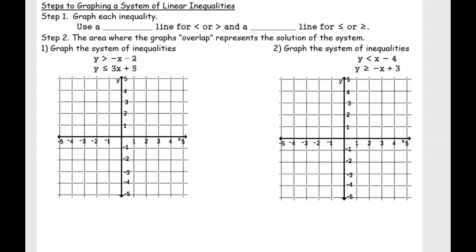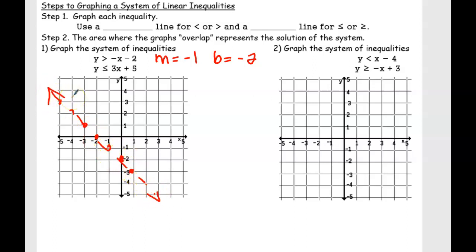Okay, we're going to start with the first example. Here we've got a slope of -1 and our y-intercept is -2. So I'm going to graph this one. This line right here is going to look like this, and because it's greater than, it's going to be a dashed line.